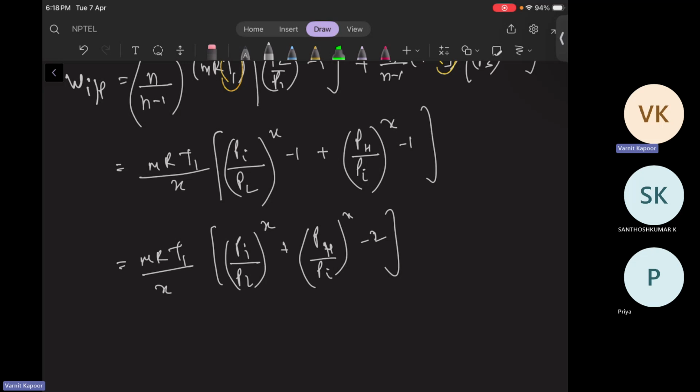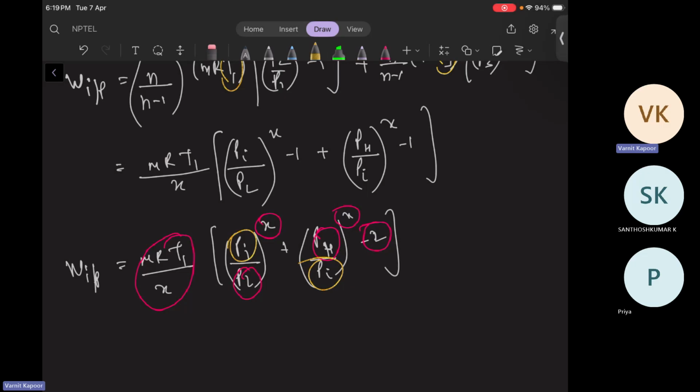Now you want to get the minimum work input. Suppose, what will be the condition for a minimum work input? What is the only variable in this complete equation? This P lower is known, this P higher is known, this is a constant, x is also known for a particular polytropic process. So the only variable here is your Pi.